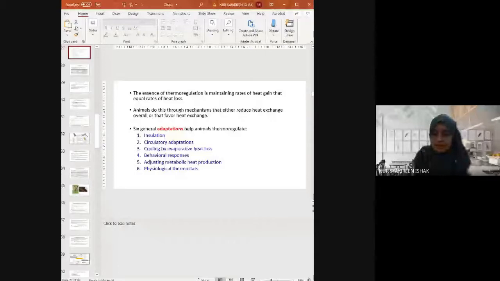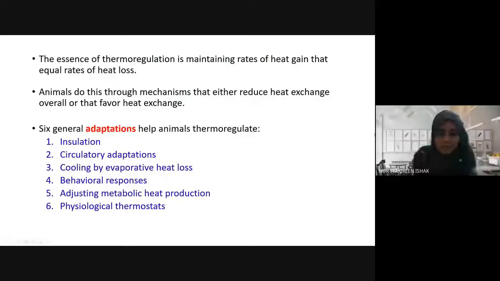So now we are going to look at cooling by evaporative heat loss, behavioral responses, adjusting metabolic heat production, and physiological thermostat. Suara saya dengar perlahan ke dengar jelas? Okey je? Jelas. Okay.